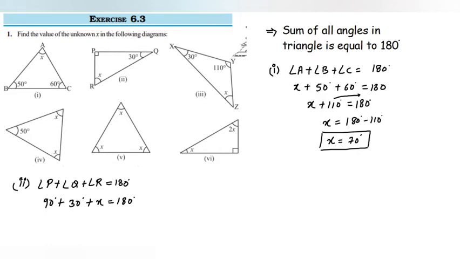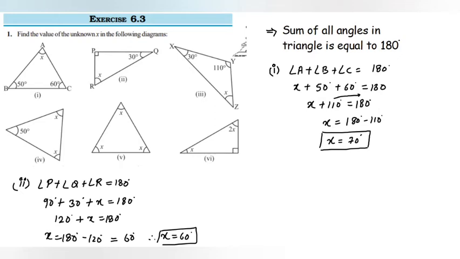Now we'll add 30 and 90, it will be equal to 120 degree. So 120 plus x is equal to 180 degree. Now we'll transpose 120 to the other side. We'll get x is equal to 180 minus 120 degree. So from here this is equal to 60 degree. So therefore we can say x is equal to 60 degree. So we got even the second one. Now we'll go to the third question.